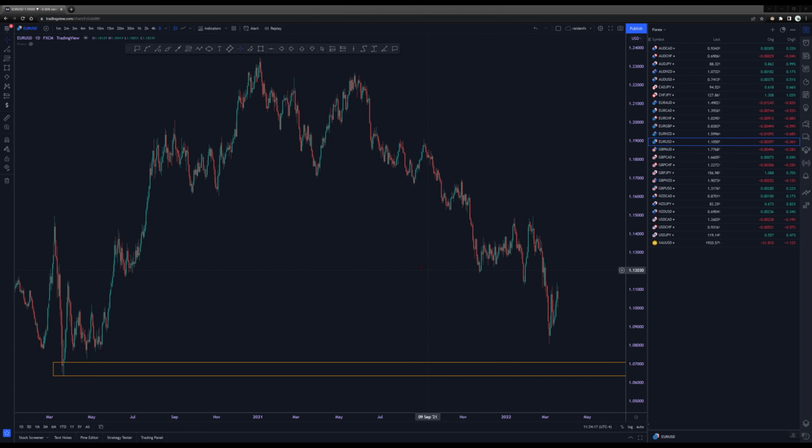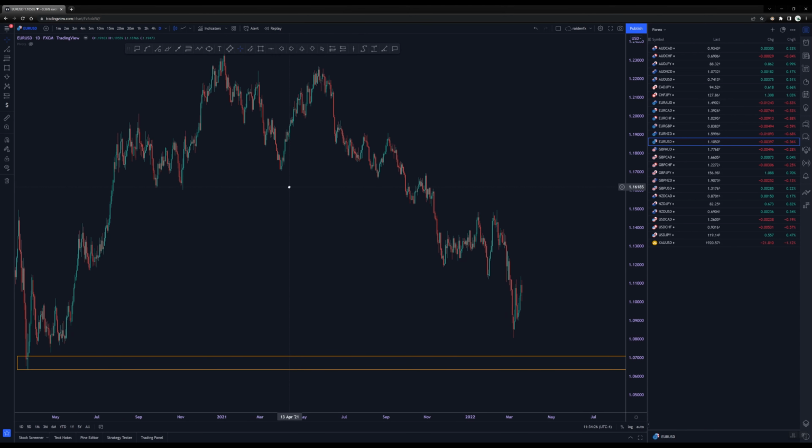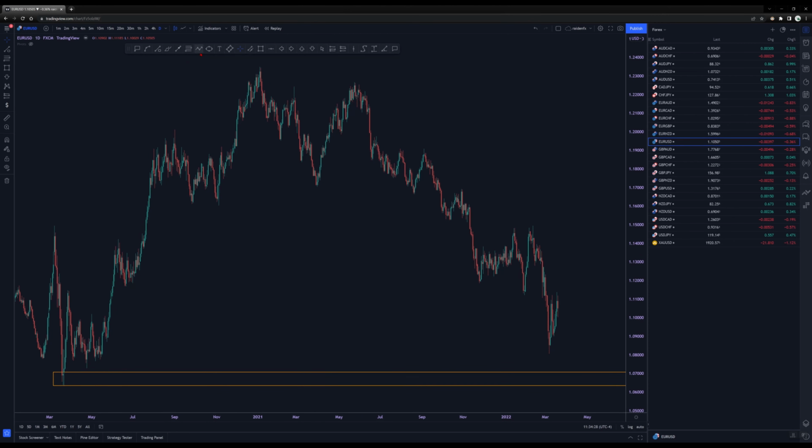Today I will be going over finding a high liquidity zone and creating a trade out of that. So let's hop right into it. Okay, first let's go over the market structure of USD.